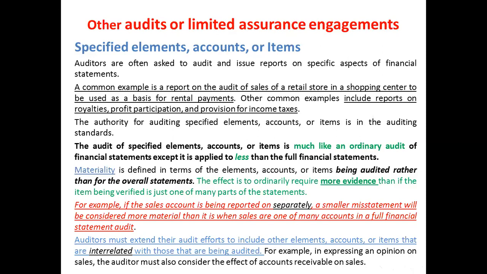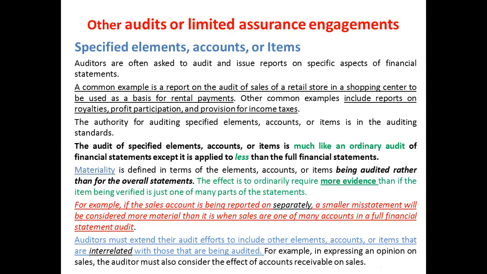So when I review sales revenue alone as a certain or specified item, the auditor will identify the materiality level, or acceptable error or fraud, in sales, looking at as low a level as possible. So the auditor is required to accumulate more evidence, rather than when I review sales within the financial statements as a whole. For example, if the sales account is being reported on separately, a smaller misstatement will be considered more material than it would be when sales are one of many accounts in a full financial statement being audited. So when I review or audit sales as a certain item, the auditor will set the materiality level as low as possible.